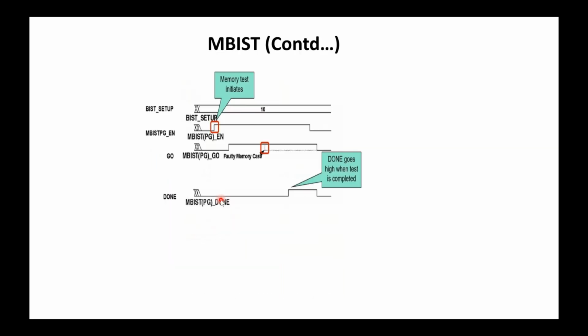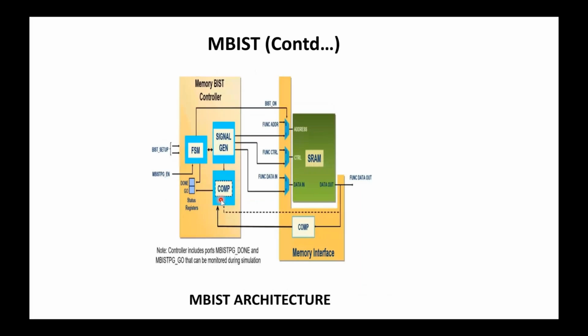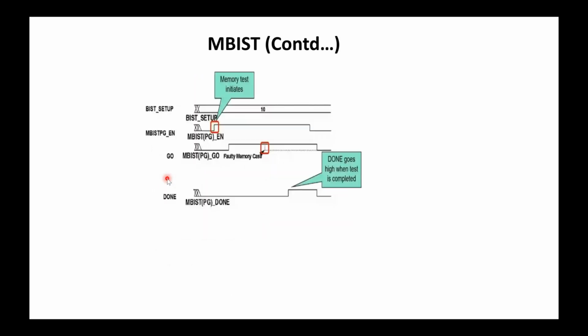So this is the Tessent memory BIST operation protocol. Here we have the BIST setup and BIST PG enable signals, which are given to the memory BIST controller. These signals are controlled by the BAP. The necessary values are written into the BAP through the TDI, when the SIB is programmed to 1.